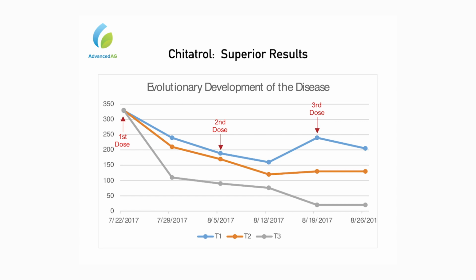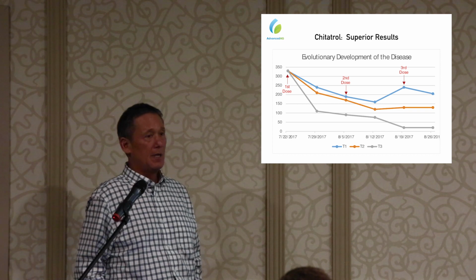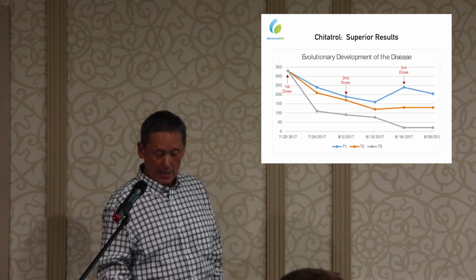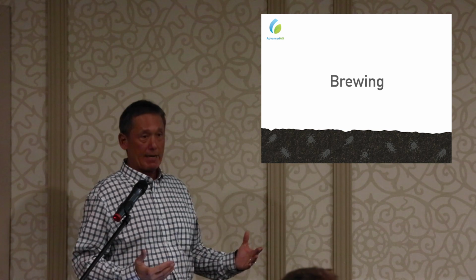After one dose, the blue is the Phyton 27. It never really gained significant traction, and again, the researchers started with a pretty high infection. The unbrewed powdered Chitotrol did a decent job. It took it below the threshold for applying fungicide, and the brewed Chitotrol, which we'll explain, the tanks, did a fantastic job. So the big thing there is brewing.